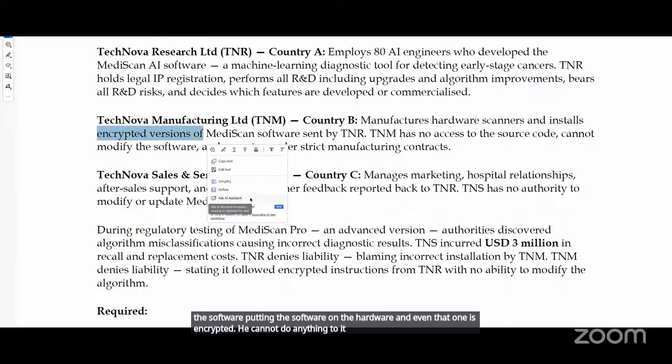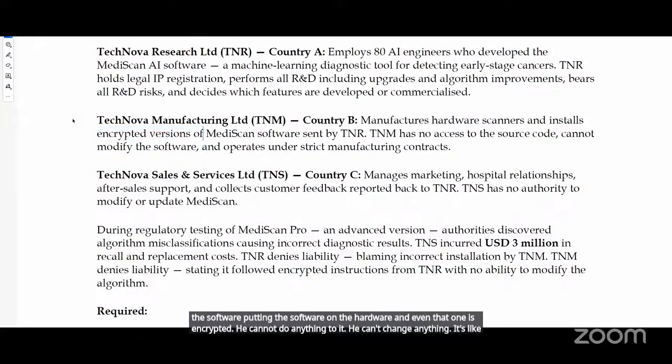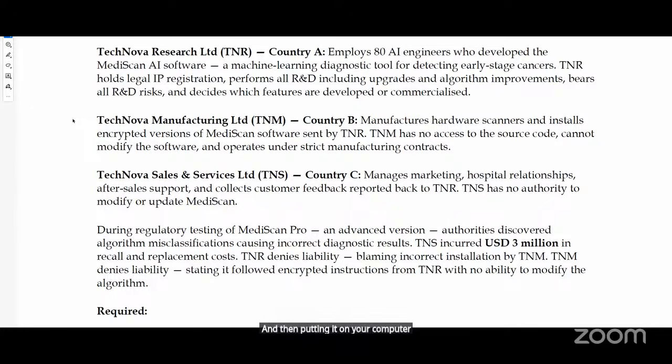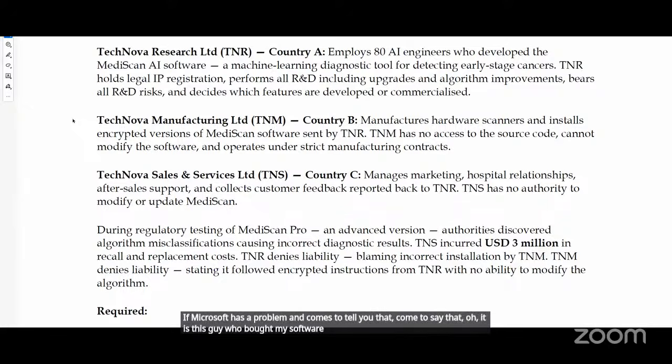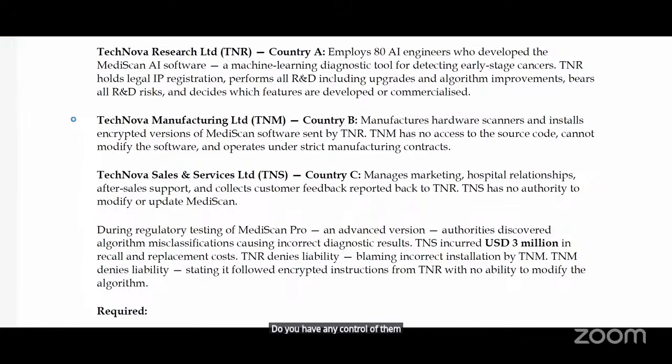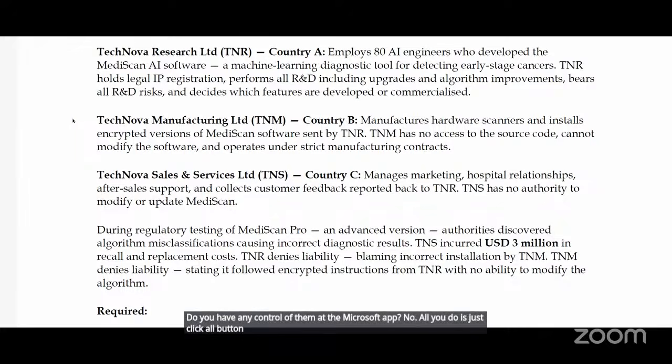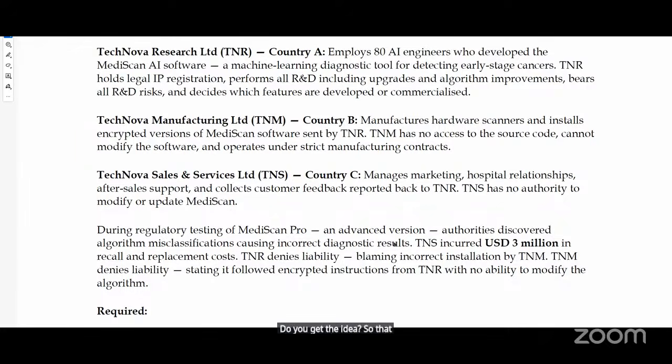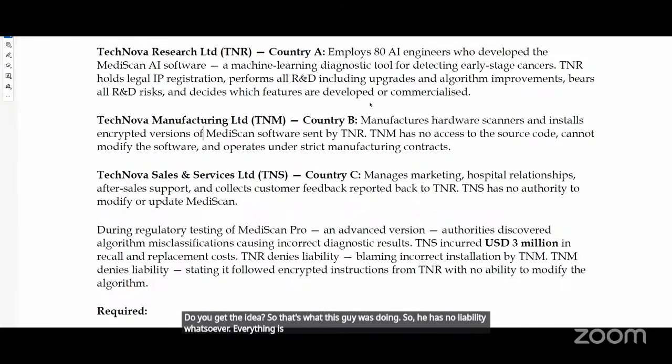He can't change anything. It's like you downloading Microsoft Office and then installing it on your computer. If Microsoft has a problem and comes to say that it is this guy who bought my software who installed it wrongly, will you believe it? Do you have any control of the Microsoft app? No. All you do is just click the install button. Do you get the idea? So that's what this guy was doing. So he has no liability whatsoever. Everything is on the one doing the DMP.